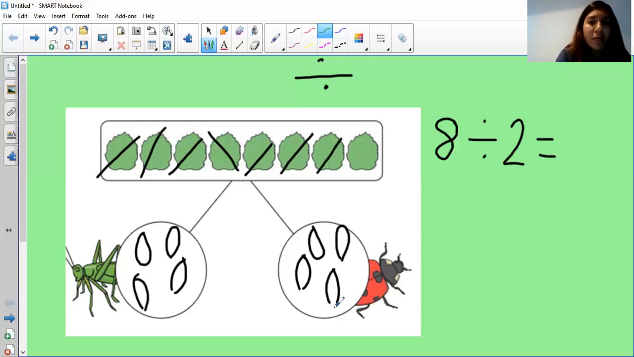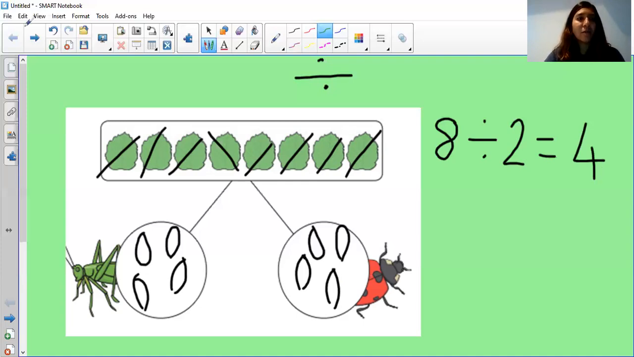So, how many leaves does each insect have? Can you help me count them and make sure they are equal? 1, 2, 3, 4. 4. The grasshopper has 4 leaves. How many does the ladybird have? Can you count? 1, 2, 3, 4. Did you get 4 too? So 8 leaves shared between 2 insects equals 4. So that's a number sentence you should have written.